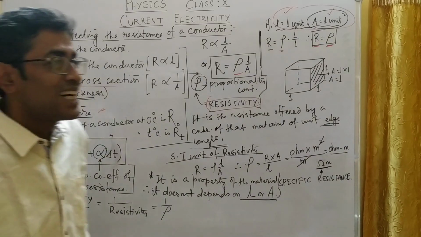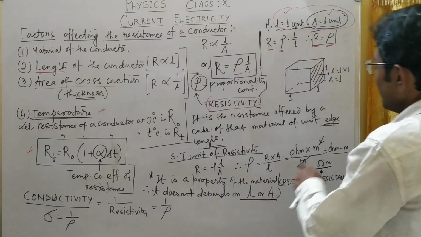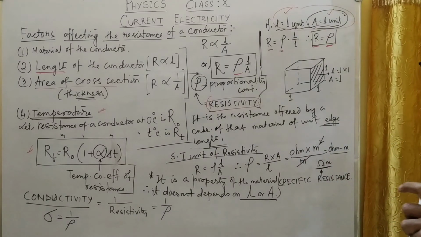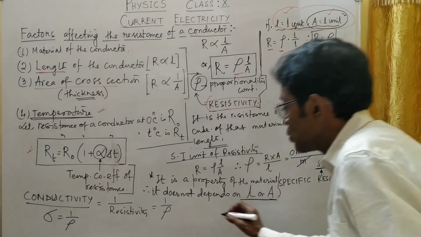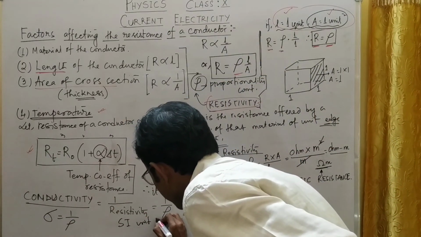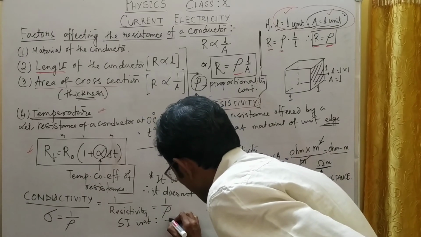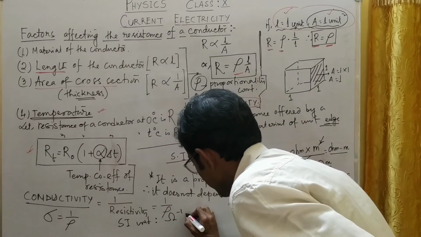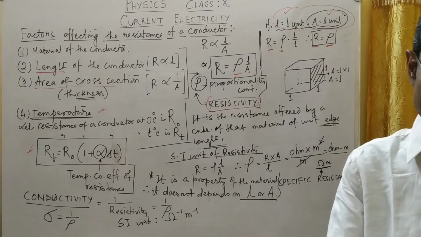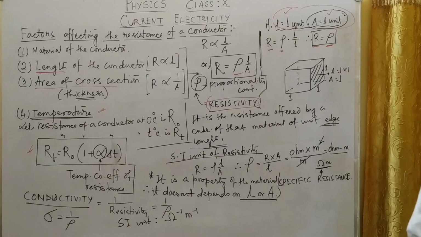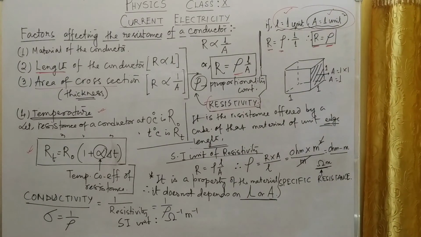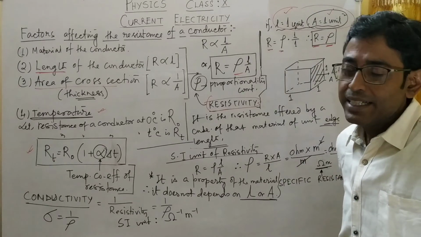And what should be the SI unit of conductivity? See here, the unit of resistivity is ohm meter, so I'll just reverse it: ohm inverse, meter inverse. So the SI unit of conductivity is ohm inverse, meter inverse. In other words, it is known as Siemens. Okay, Siemens. So these are the few things you have learned. This is the introductory part of current electricity.